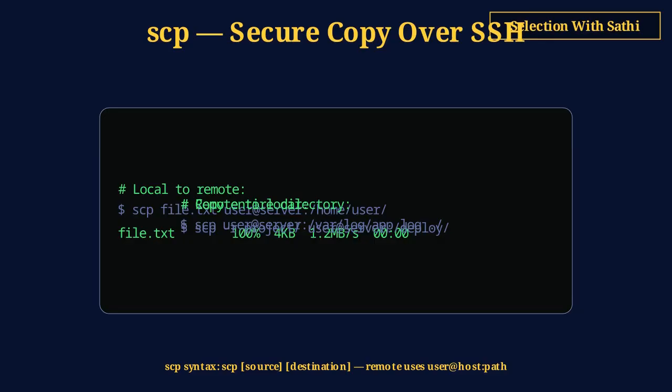Use -r for recursive directory copies. Important difference: SCP uses uppercase -P for port, while SSH uses lowercase -p. Don't mix them up, it's a common source of confusion.